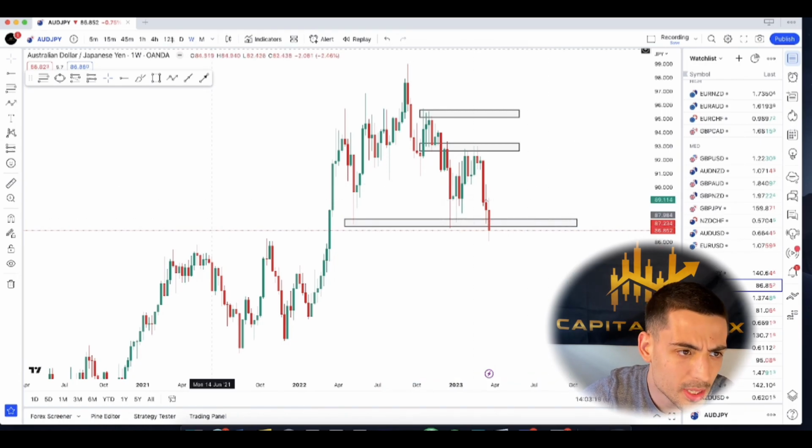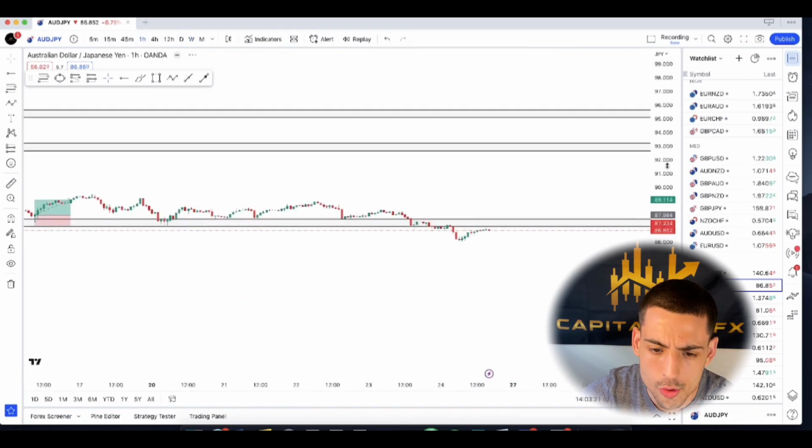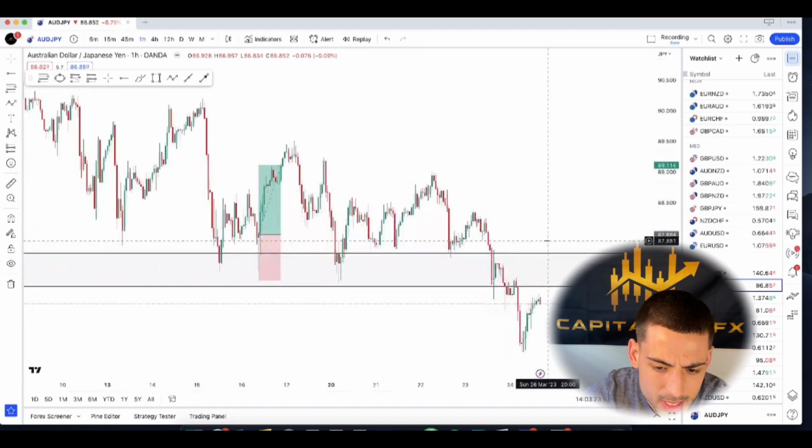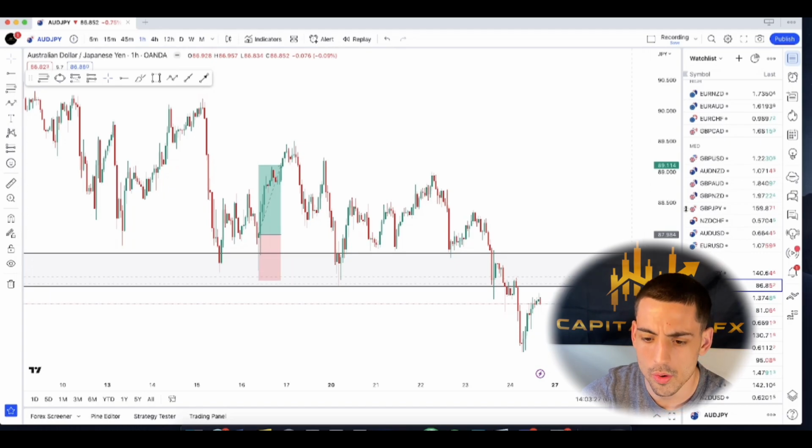So I definitely will be looking for price to come back, retrace as resistance, and then look for potential downside movement. Let's set an alert around this significant horizontal level.